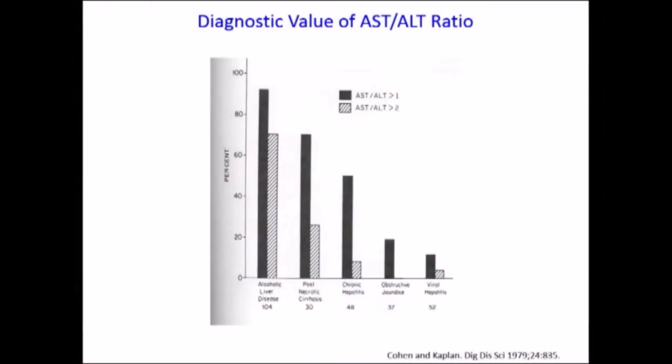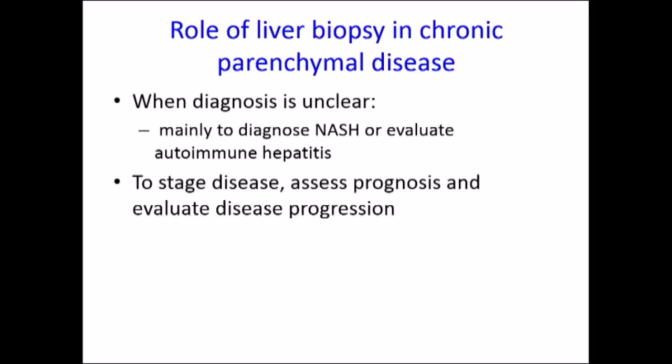This talks about the AST-ALT value, and once again shows if the AST to ALT is greater than 1, you're either dealing with alcoholic liver disease or you're dealing with cirrhosis. The black bars, the first two, where you have the high, those are alcoholic liver disease or cirrhosis. So what's the role of liver biopsy?